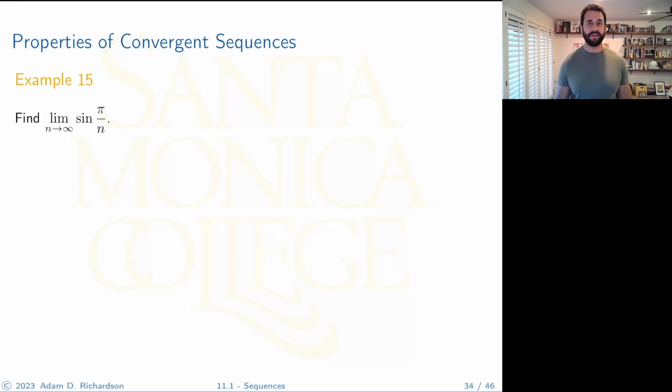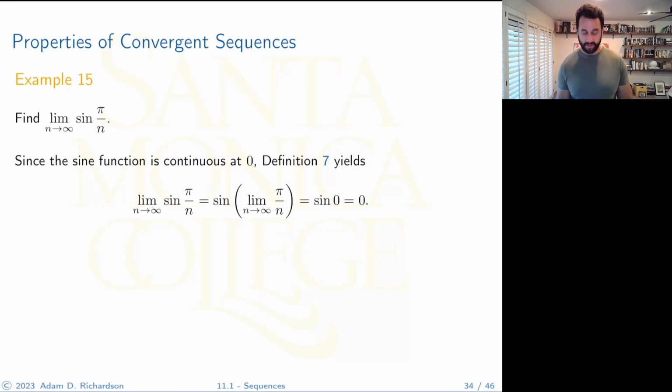All right, now let's talk about this one together. We're trying to find the limit as n goes to infinity of sine of pi over n. Well, sine is a continuous function. So that means that we can move the limit operator inside, or I should say sine is continuous on the real numbers. In particular, sine is continuous at 0. So because sine is continuous at 0 and the limit of this sequence is equal to 0, we can say that the limit of sine of that sequence is equal to sine of 0, which is 0. This idea: move the limit inside.